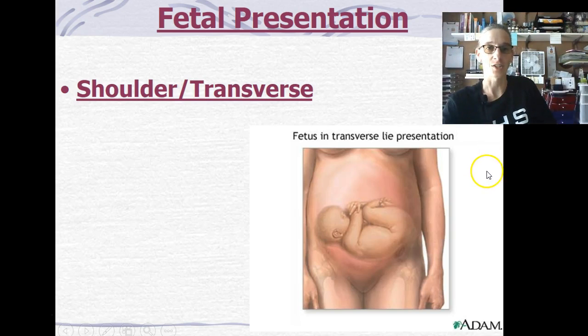All right, then we've got our shoulder or transverse presentation. This is when the fetus is in a transverse lie across the belly. When I was pregnant with the twins, I had 1 breech and 1 transverse, just like this. I think my transverse was up here and breech down here.